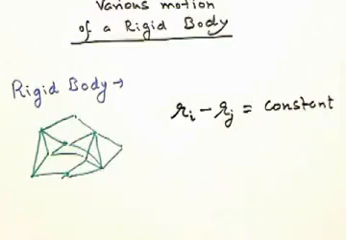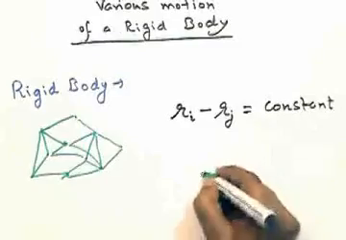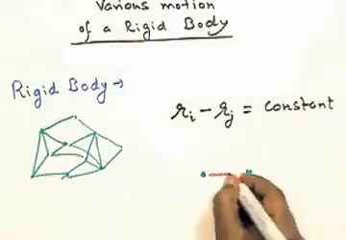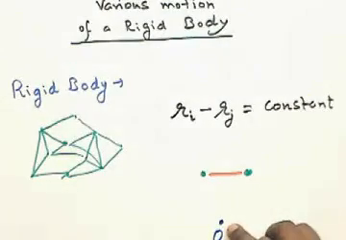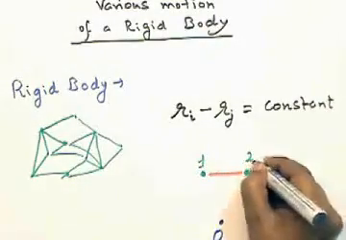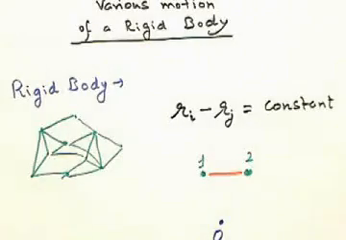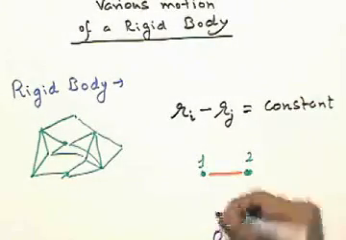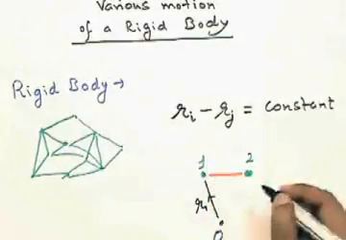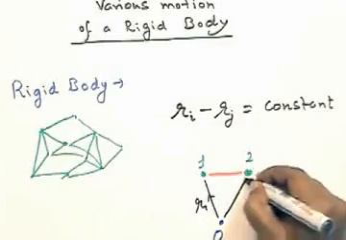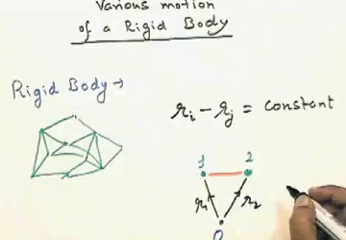We can understand this in a better way by taking an example of a two particle system, which is the simplest of all the rigid bodies. Let us take this point to be the origin, and this is our first particle and this is our second particle. The distance of the first particle is r1 from the origin, and the distance of the second particle is r2 from the origin.